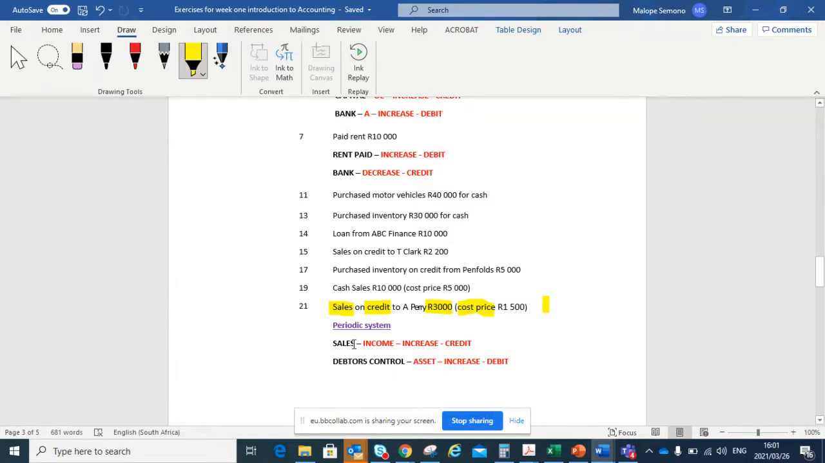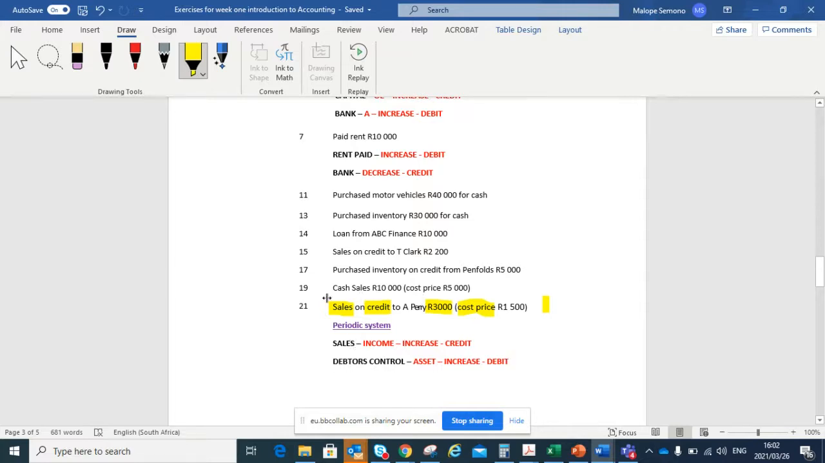Remember, if here I sold for cash, remember this is on credit. So if I sold for cash, I would still have sales, but instead of saying debtors, I'm going to say bank. Can you see now? So it won't change, it will only change this. The reason why I said debtors control is because we sold on credit. But next time, it can happen that we sold for cash. It means instead of saying debtors, I'm going to have bank, but I'm still going to have what?